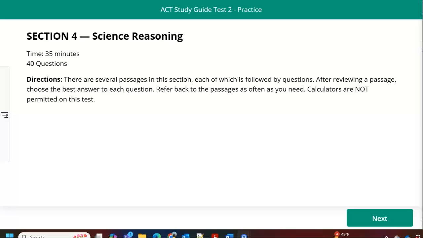There's really a time crunch on the science. 40 questions, 35 minutes. Read the question one time well. And that means, if you want to underline key words and phrases or circle them, I think that's a good idea. But you don't have time to reread questions.